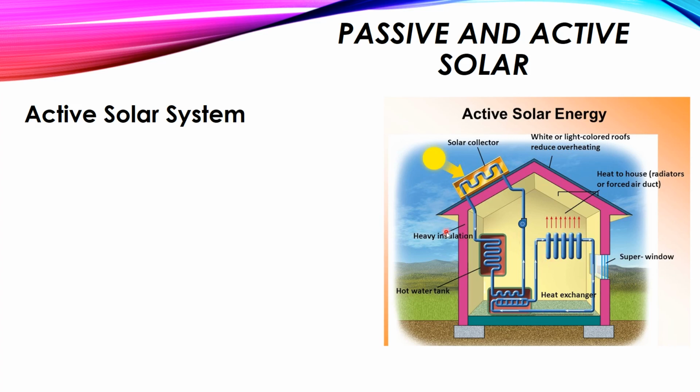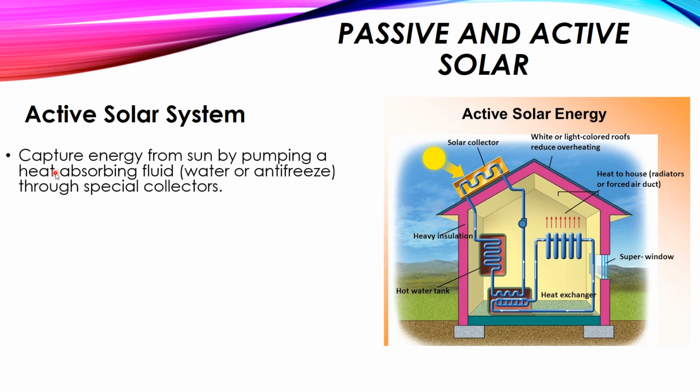So in the active solar system, we capture the energy from the sun by pumping a heat absorbing fluid such as water or antifreeze through special collectors. So we capture energy by using a solar collector, for example, and pumping this fluid, such as water or antifreeze, through special collectors.